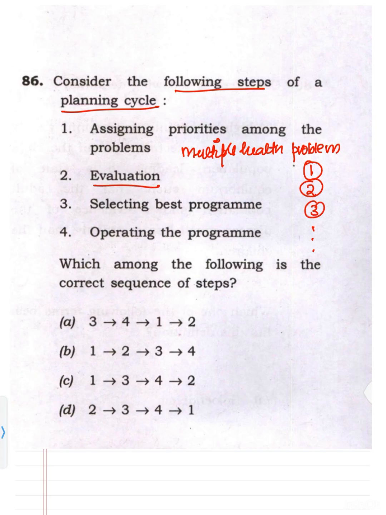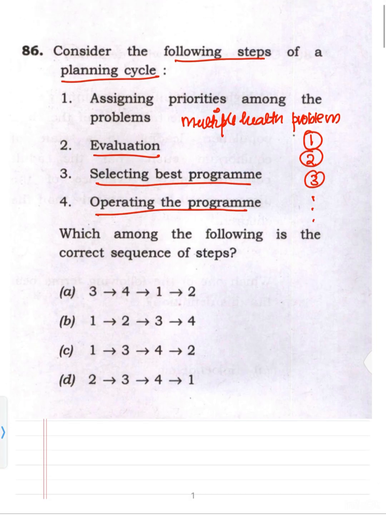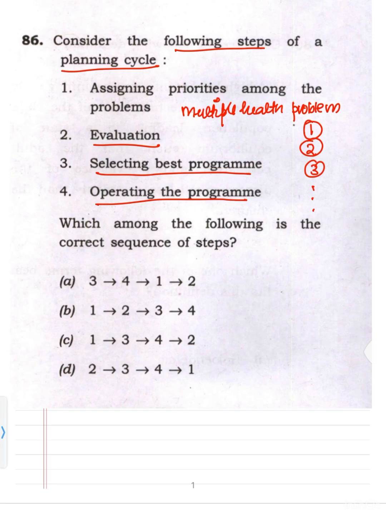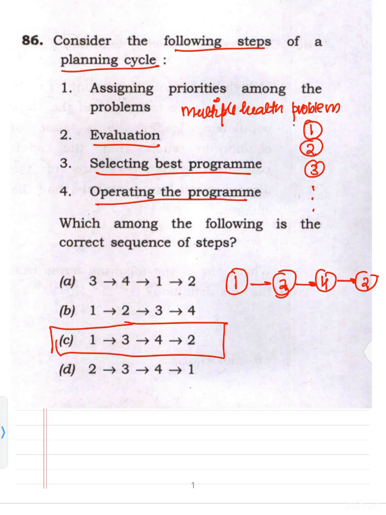Second is evaluation, third is selecting the best program, and then fourth is operating the program. So among these four options, the first one will be assigning priorities among the problems. Second, then we have to make the program and we have to select the best program. Then we have to operate that program, and then we have to do the final evaluation. So the correct answer will be 1, 3, 4 and 2.